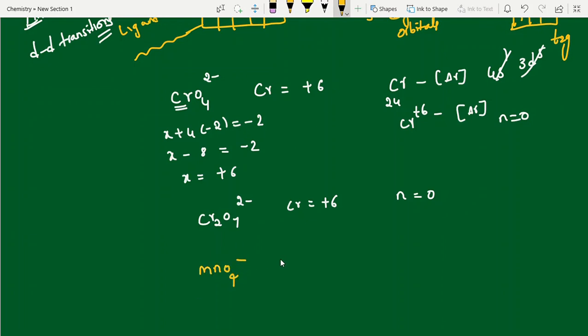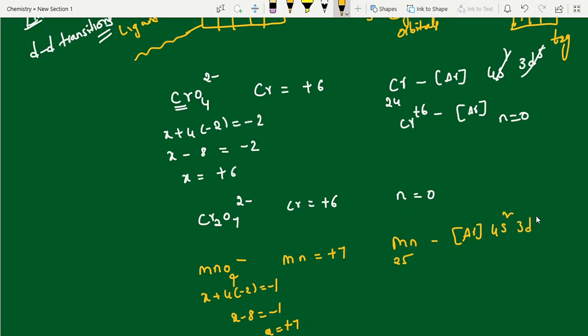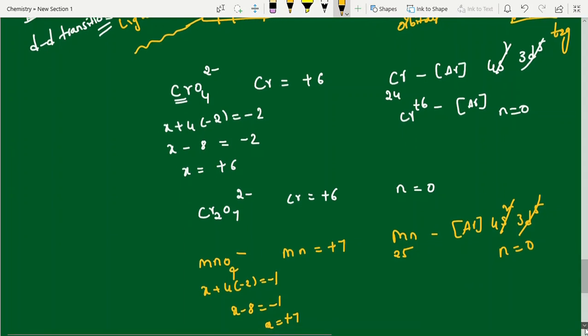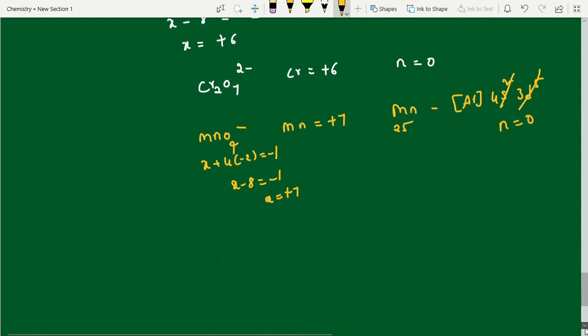MnO4 minus. Here manganese is in plus 7 oxidation state. So x plus 4 into minus 2 equal to minus 1, x minus 8 equal to minus 1, x equal to plus 7. Manganese, what is the atomic number? 25. Argon 4s2 3d5. So 7 electrons gone. Here also no unpaired electron. The first three options are not correct. Definitely your answer is the last one. But we have to find out if it is correct or not.